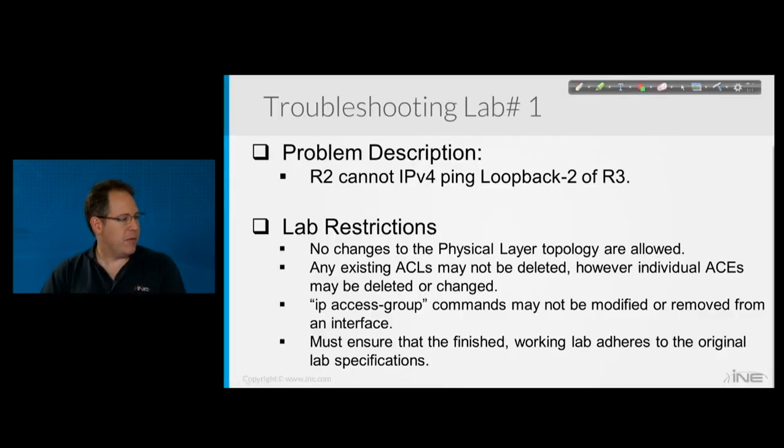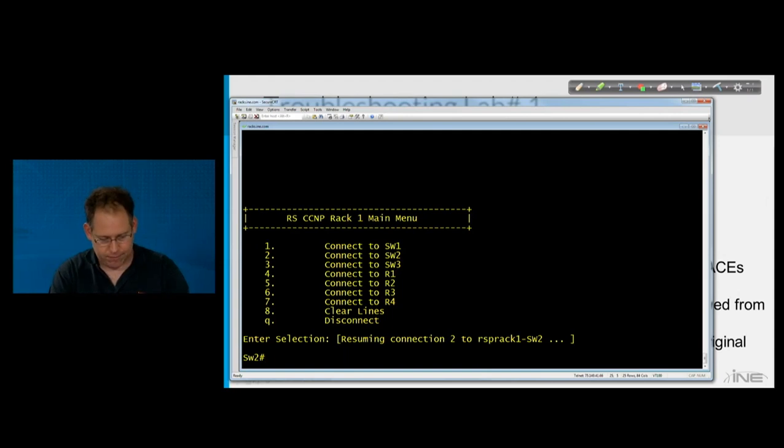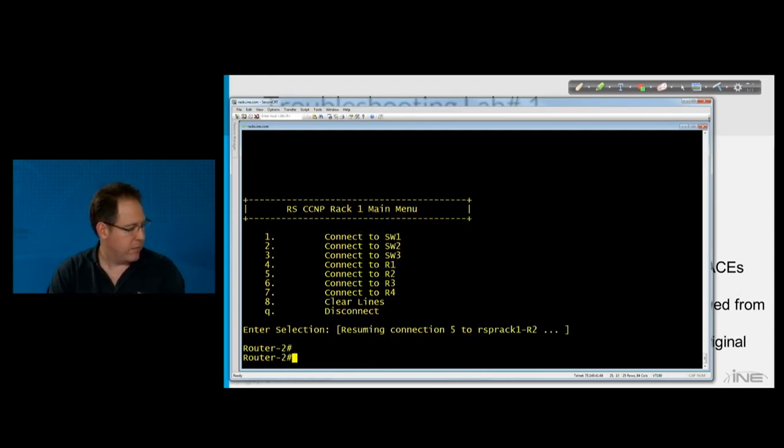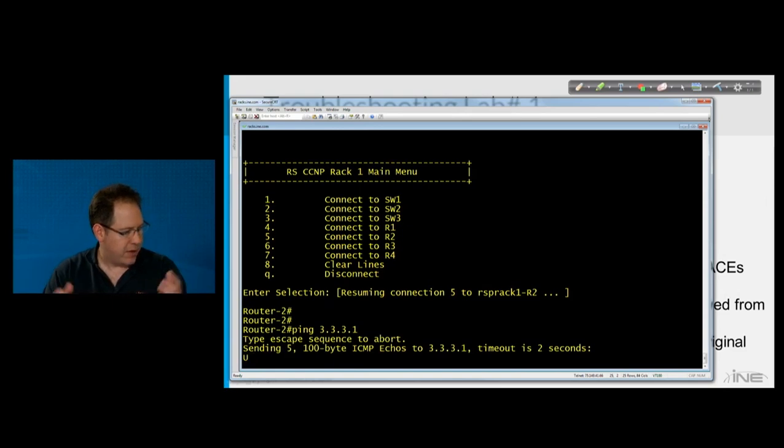So here's our problem description. R2 cannot ping the loopback 2 of R3. Let's verify that that actually is true. So here I am on R2, loopback 2 of R3, which is 3.3.3.1. Okay, yes, I cannot ping it. It's not working.